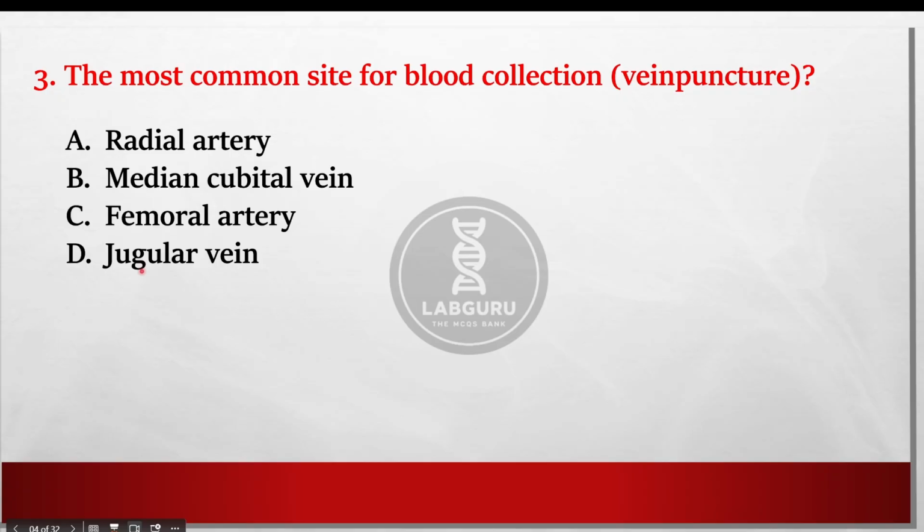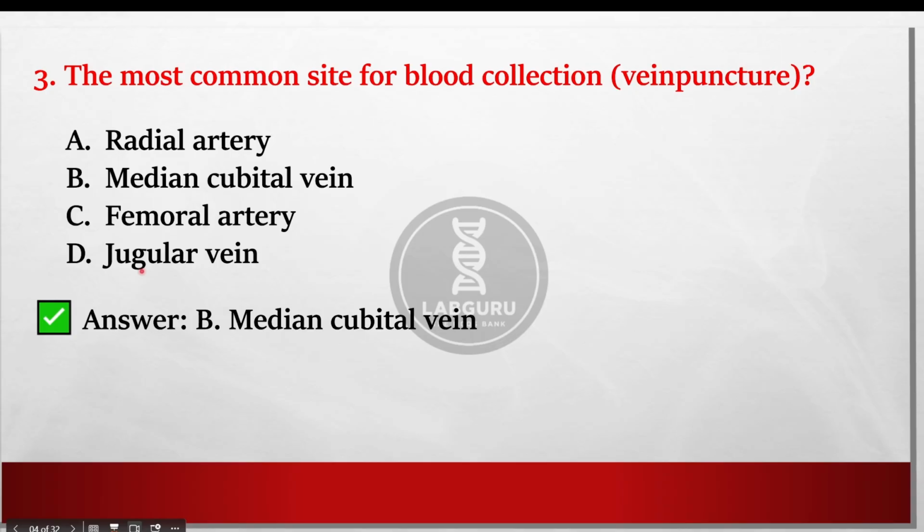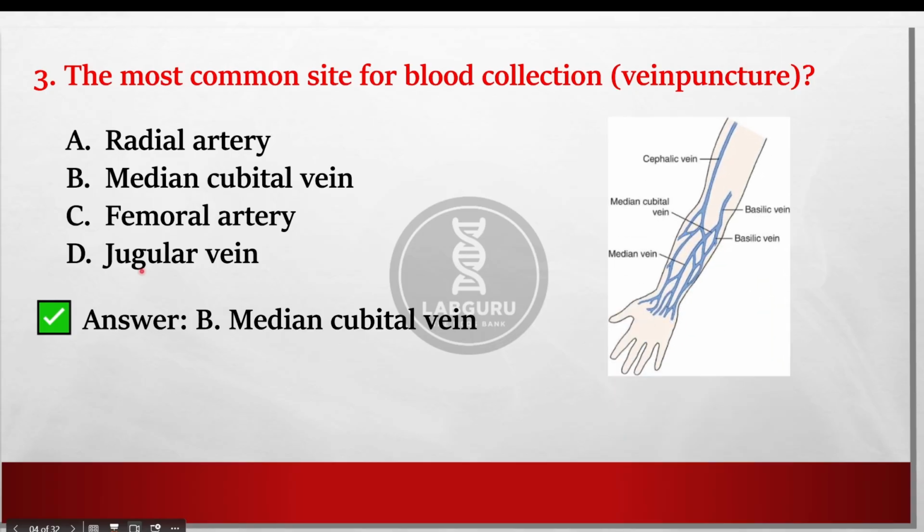So option B, the median cubital vein, is the most common site for blood collection. You can see in the picture, the median cubital vein is present in the cubital fossa, just opposite to the elbow. It is very intact and not easily slippery, and it is very easy to collect the blood from here. That's why it is preferred first. Okay.